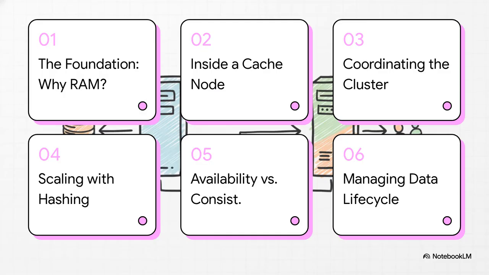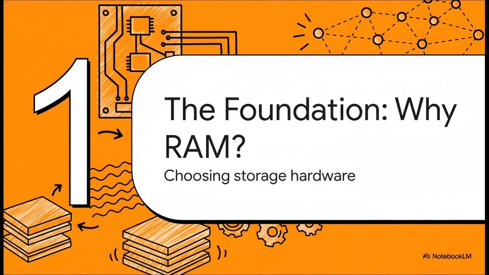Let's dive in. So here's how we're going to tackle this. We'll start at the very bottom, the foundation, why RAM. Then we'll zoom into a single cache node. After that, it's all about how these nodes coordinate in a cluster, how we scale with consistent hashing, the classic trade-off between availability and consistency, and finally, how we manage the data lifecycle. A solid plan. Okay, first up, the foundation.